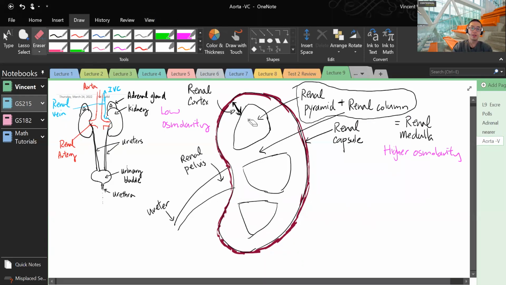Now, at the tip of our pyramid, we have these little knobs at the end. If you think of this as a slice of watermelon, the tip is like the sweet part that you bite off. That's this tip right here. That tip is called the renal papilla. Renal papilla.